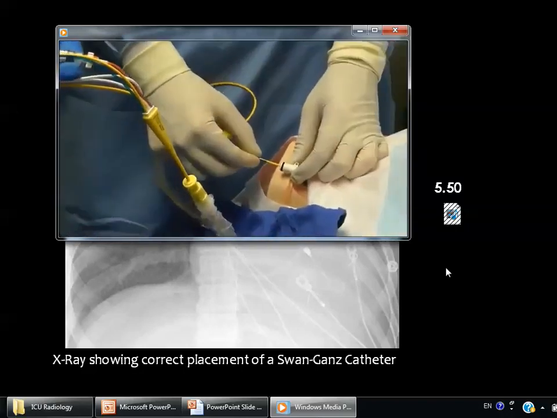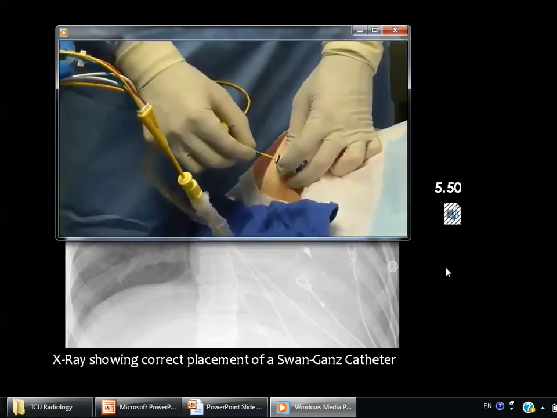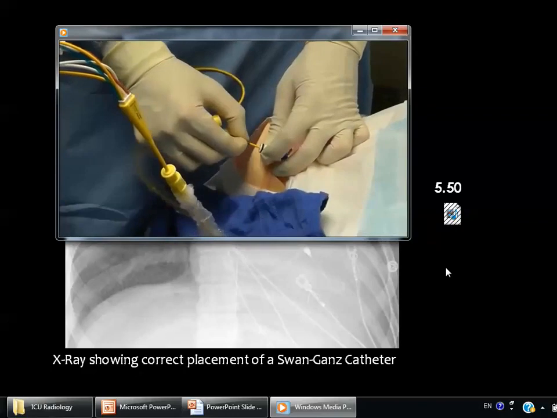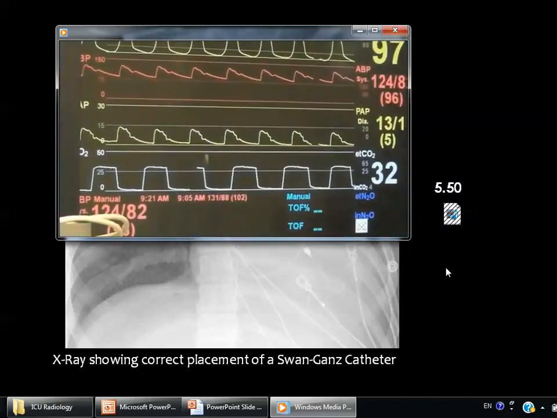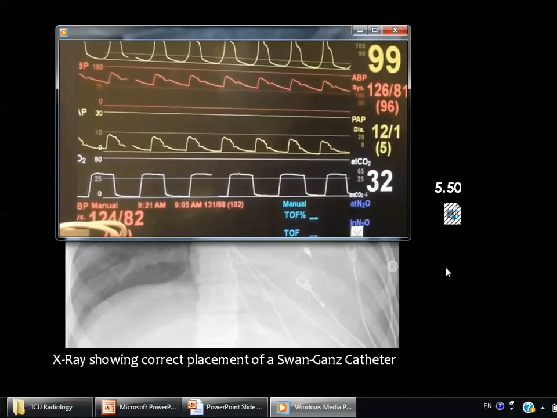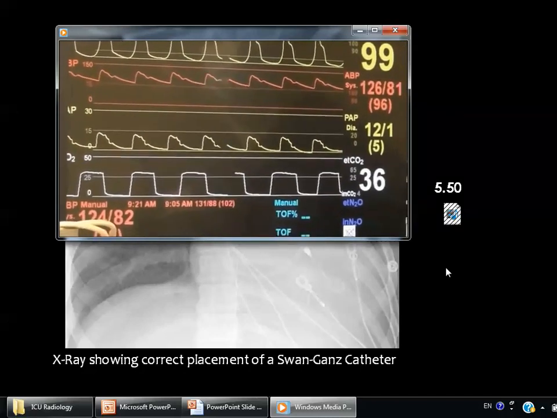Balloon is now up. Okay, so now we're going to look at our pressure waveform to guide where this is as we advance. Okay, so right now you can see him in the right atrium. So I'm just going to advance here slowly. Watch for waveform changes.